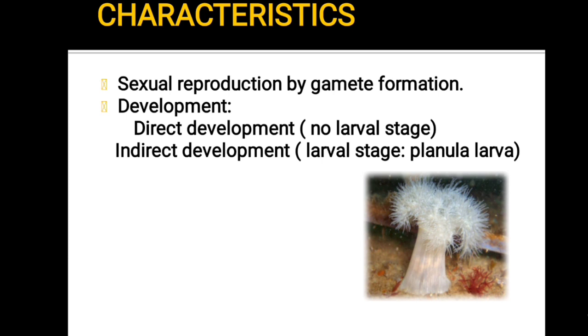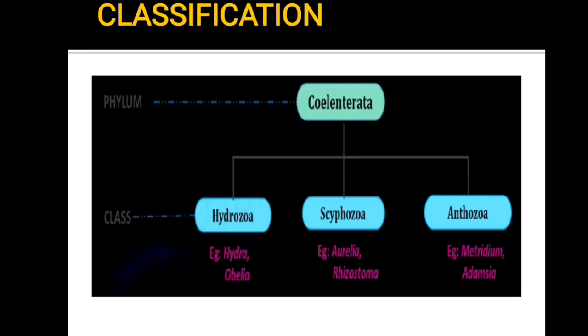Now let's discuss the classification of the phylum Coelenterata. Here the first class is Hydrozoa. Example, hydra, obelia. And the second class is Scyphozoa. Example, Aurelia, rhizostoma. And the third class is known as the Anthozoa. Example, Metridium and Adamsia. So in the next part, we will discuss some of the examples of this phylum.